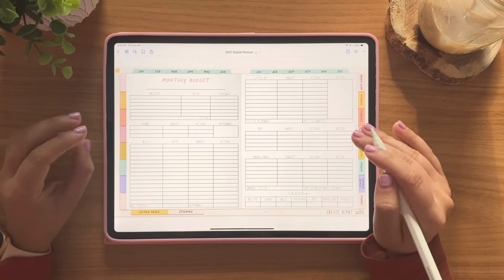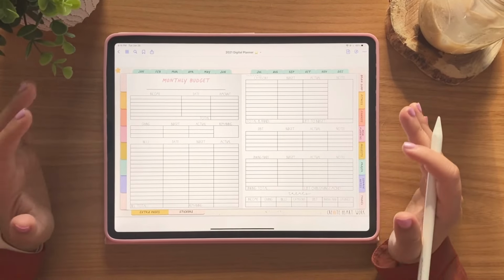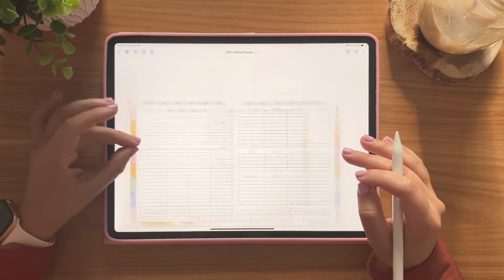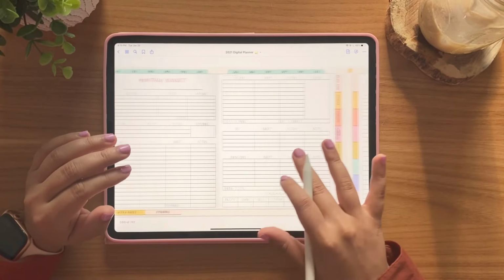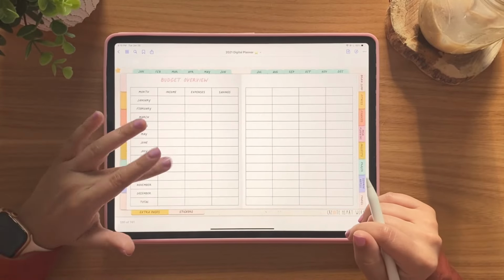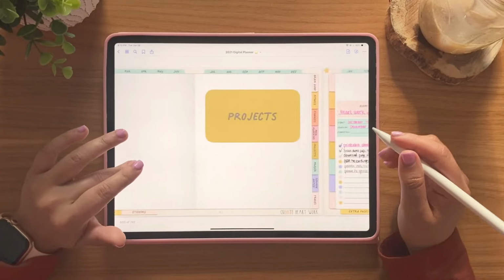Budgeting, I haven't filled this out either, just because my husband started using an app called Every Dollar to monthly budget, but we can also do it here. I'll probably do a whole other video on how to monthly budget with this planner. So let's go ahead and see projects.